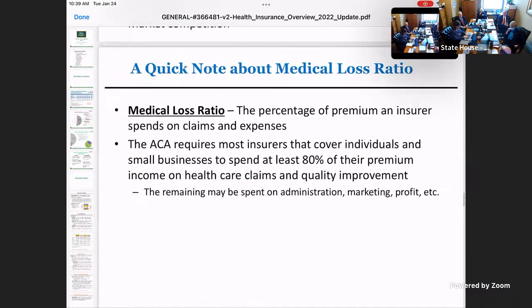There's also this idea of medical loss ratio. Do you want to explain it? Do you want me? I can explain it. Oh, why don't you explain it?